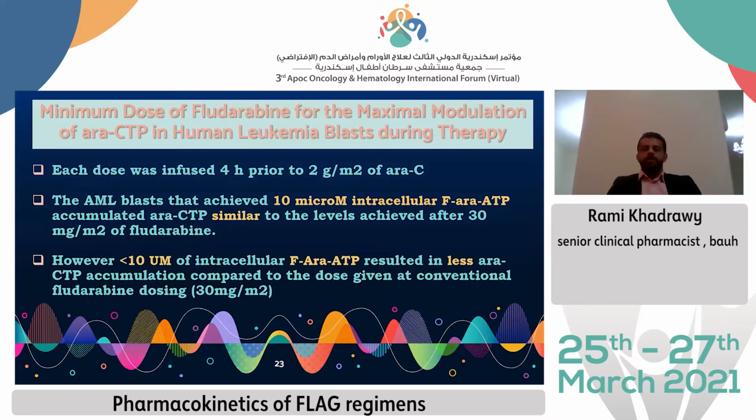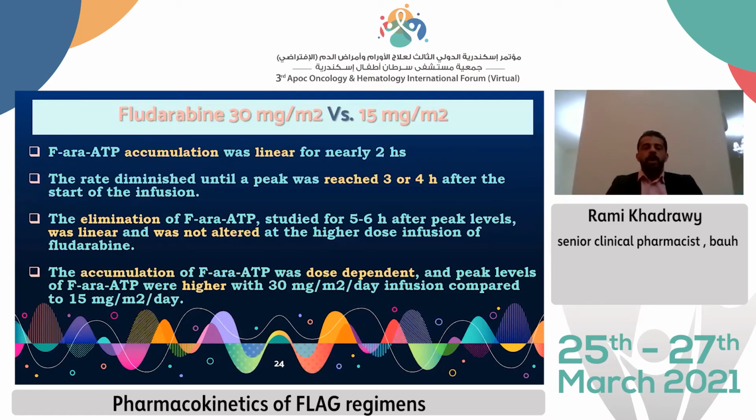First, the 15 milligram per meter square dose. RCTP accumulation was linear for nearly 2 hours, and the rate diminished until a peak was reached 4 hours after the start of infusion. The elimination of FRTP was linear, first order pharmacokinetics, and not altered by the higher doses of infusion of fludarabine, as predicted. Accumulation of FRTP was dose dependent, so the peak of FRTP for 30 milligram per meter square was higher compared to the 15 milligram per meter square.